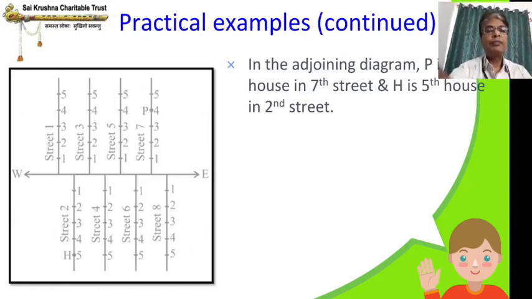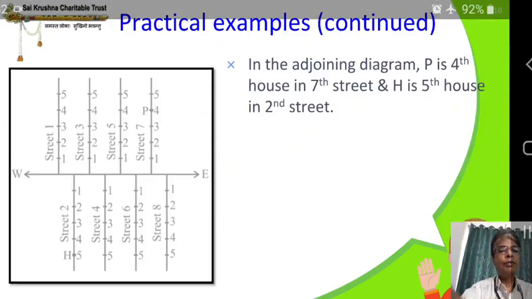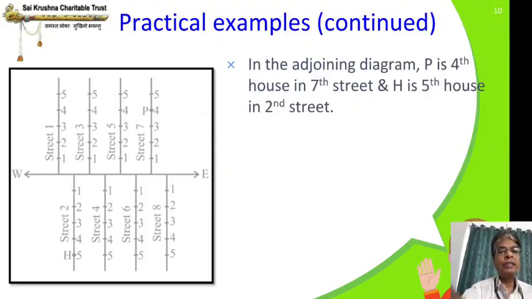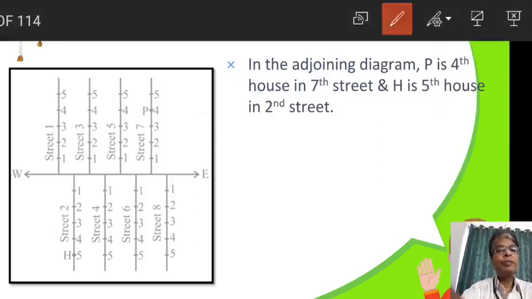Now you see in the adjoining diagram, the fourth house in the 7th street, and P. Where is P? P is here. If you want to locate where P's house is, we will say 7th street, 4th house. Similarly, H is in the 2nd street and the 5th house.